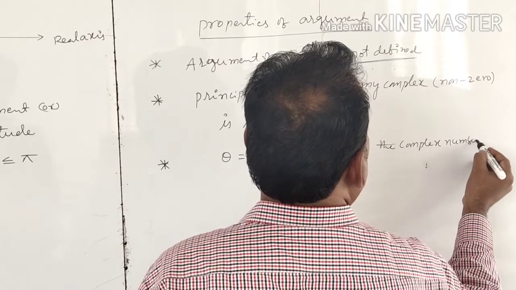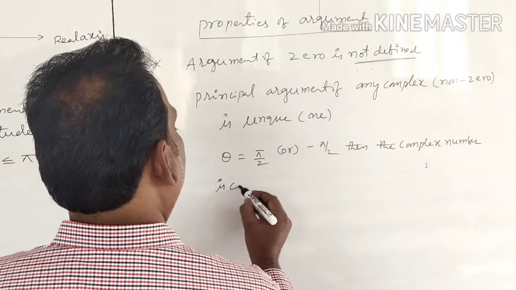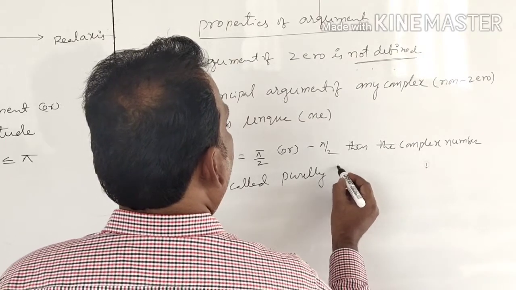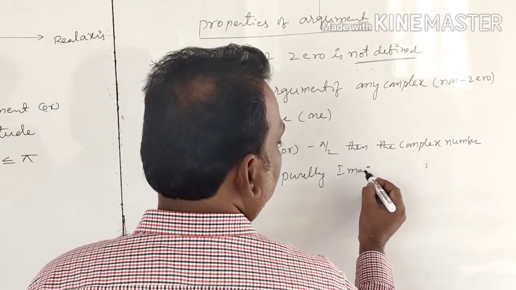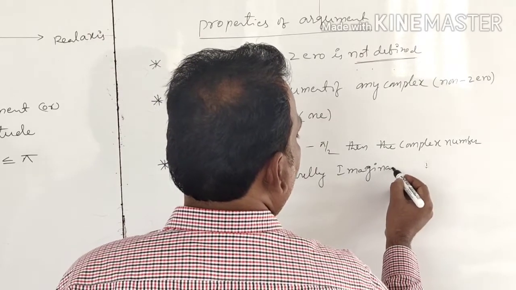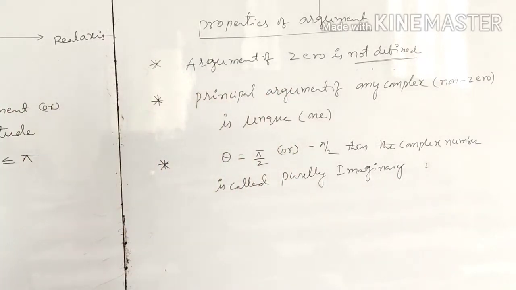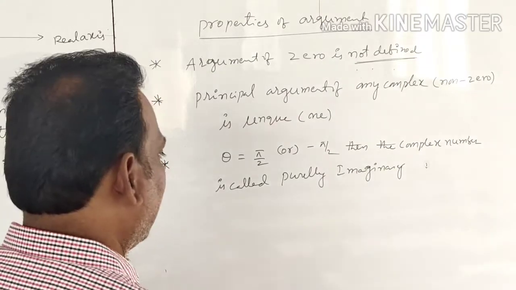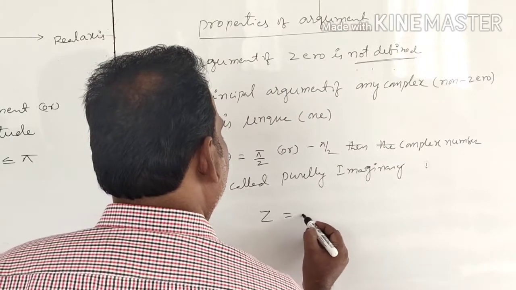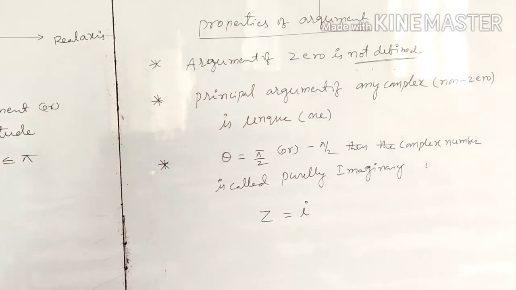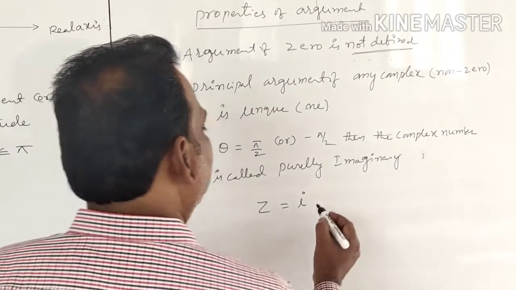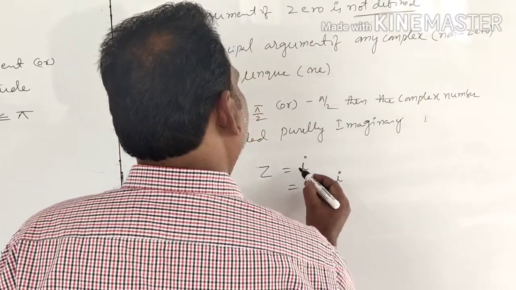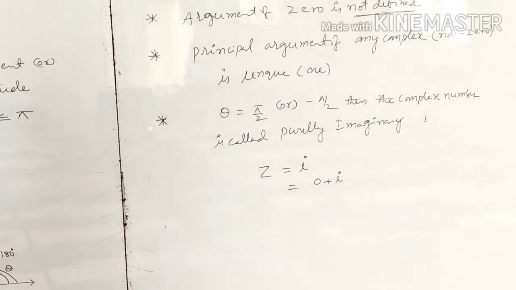is called purely imaginary. Why is it purely imaginary? Very easy. Purely imaginary means all the complex numbers lie on the y-axis. I will give an example. z is equal to i is given. What is the argument of this complex number? I can split i as 0 plus i. Why? Because the real part is not given, so I am taking the real part as 0.